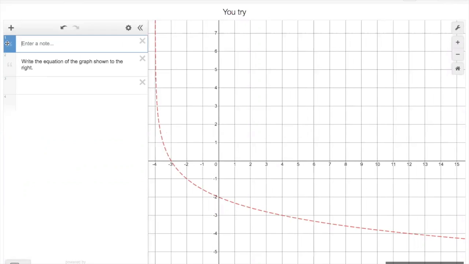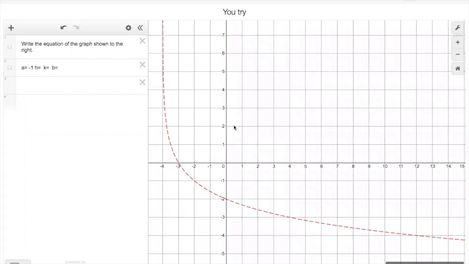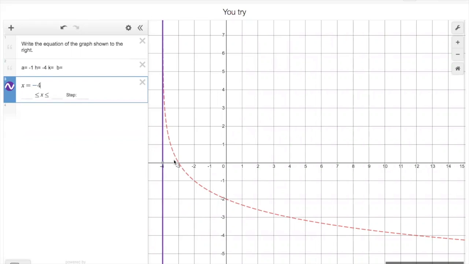All right, so let's see how we did. So a, h, k, b. Start with a. Let's take a look. Well, I can see that it's decreasing, which means that a has to be -1. My asymptote is now shifted left to -4. So h is going to be -4, and we'll go ahead and put that asymptote in there.